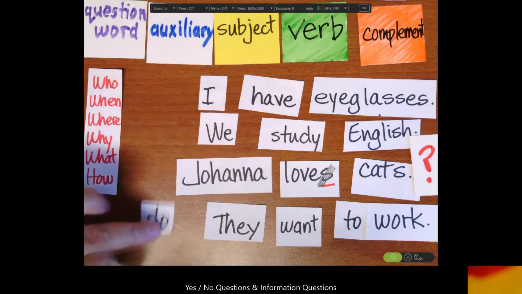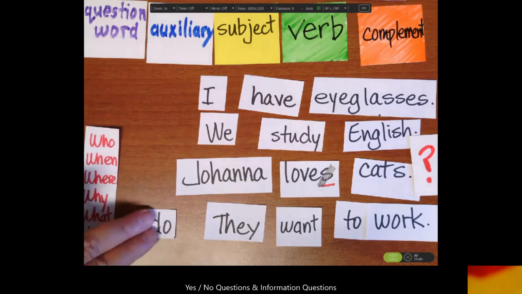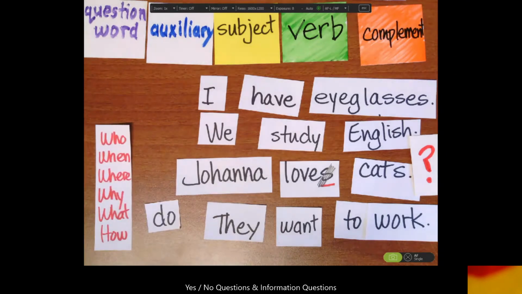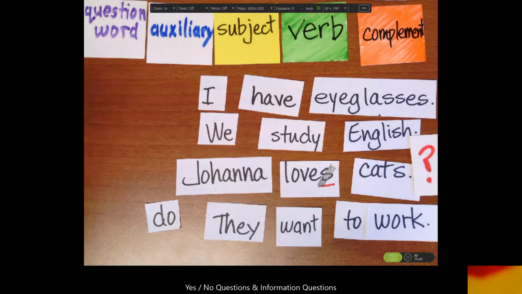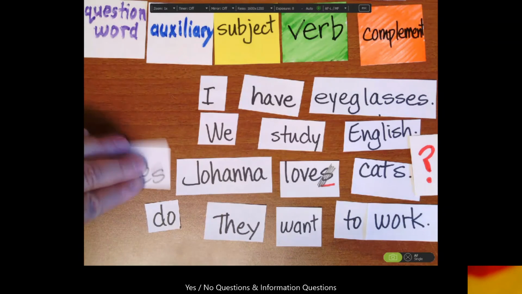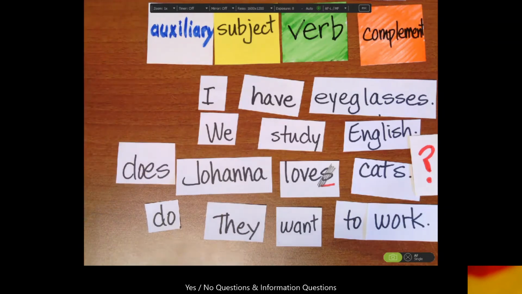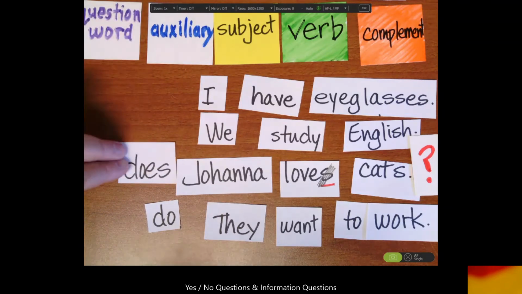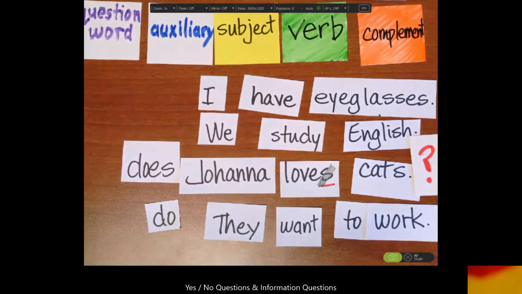Do they want to work? We can just add a question word such as: when do they want to work? Where do they want to work? Why do they want to work? How do they want to work? And those are great information questions. So you can see how easy it is to change a yes/no question into an information question just by adding the question word.